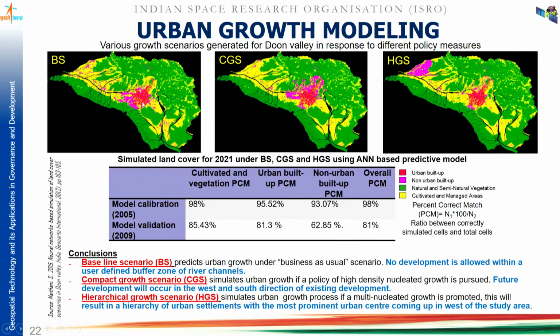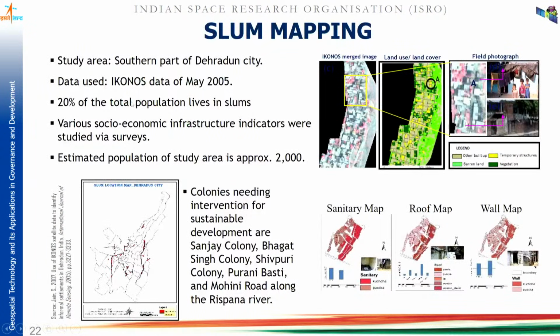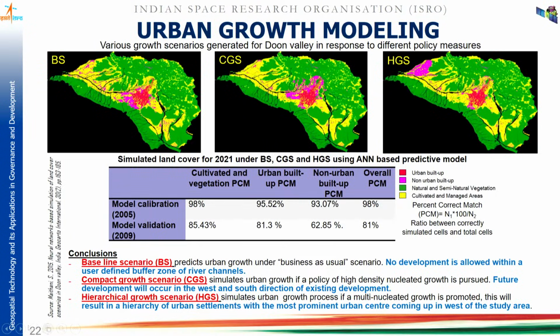These again are ANN based models we have run, where we have simulated the growth of the city in response to various measures using an artificial neural network. So this shows if the growth takes place as usual, where the growth will take place. This is basically a compact growth scenario. If we don't want the city to grow like this, we want the city to grow in a compact manner, in a high dense manner, so that we can see where the future growth will take place.